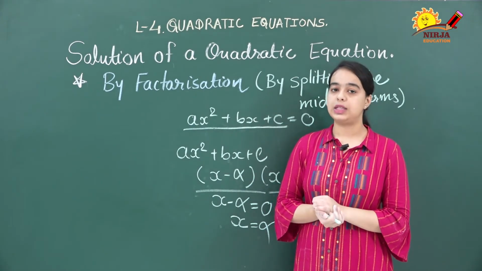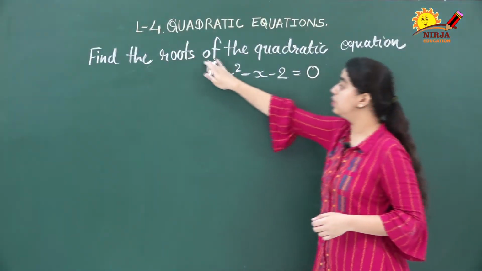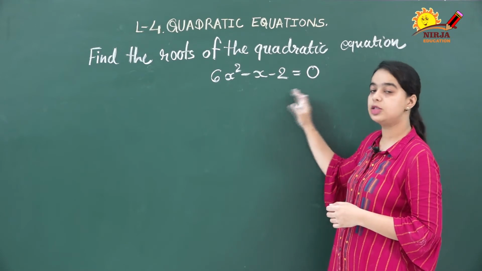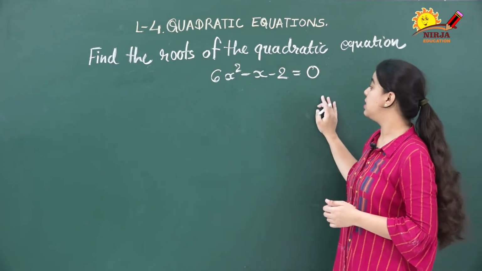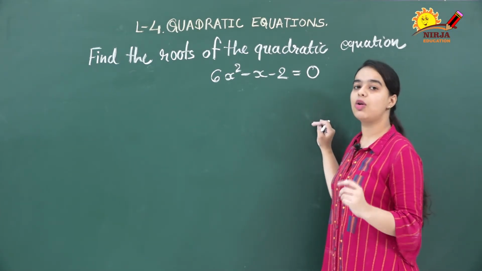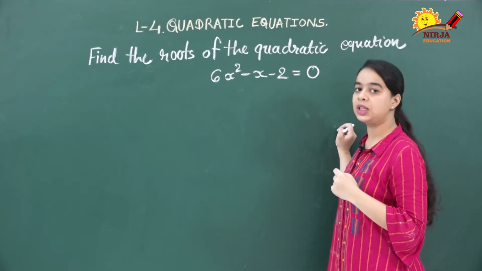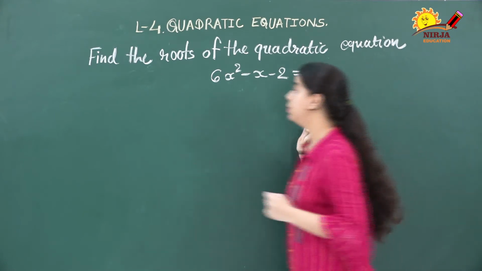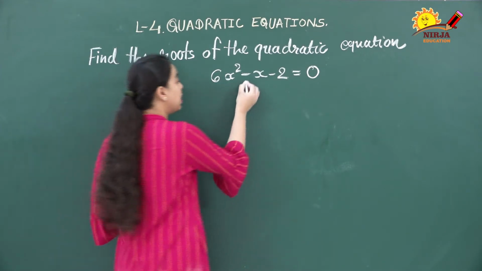Now let's see some examples so that it gives a clear idea about this. Find the roots of the quadratic equation 6x square minus x minus 2 is equal to 0. Roots means solution. They have asked us to find the solution of this given quadratic equation, and till now we know only one method, that is the factorization method. So we are going to apply the factorization method here and find the roots of this quadratic equation.